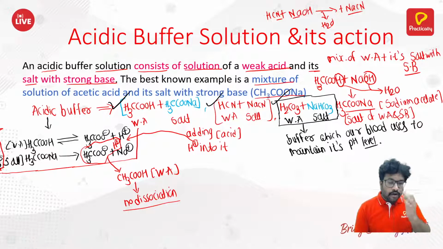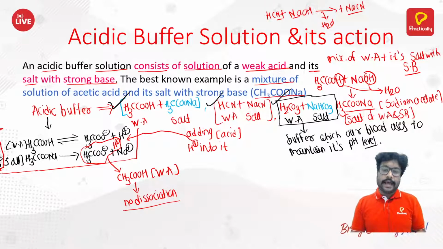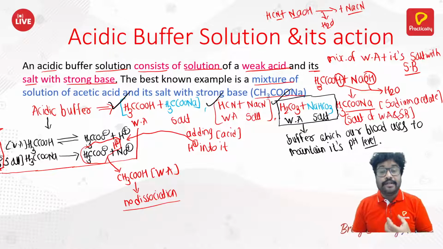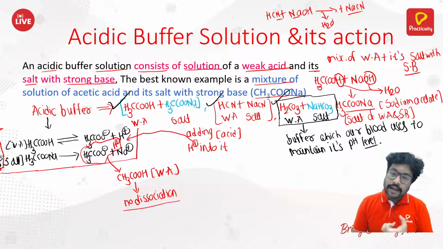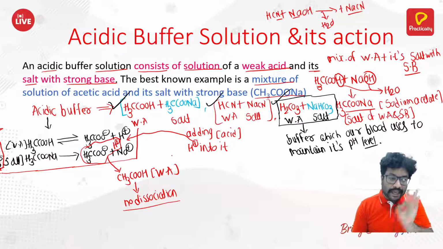So basically, whatever H plus ion you have added into the system has been absorbed by the acetate ion. Whenever the acetate ion combines with H plus ion, it gives you acetic acid. Acetic acid is a weak acid, and a weak acid thereafter shows no dissociation. That means your H plus ion has gone. Now that H plus ion would not show any effect on its acidity. So that is the effect when you add H plus ion. That is how it maintains its pH.